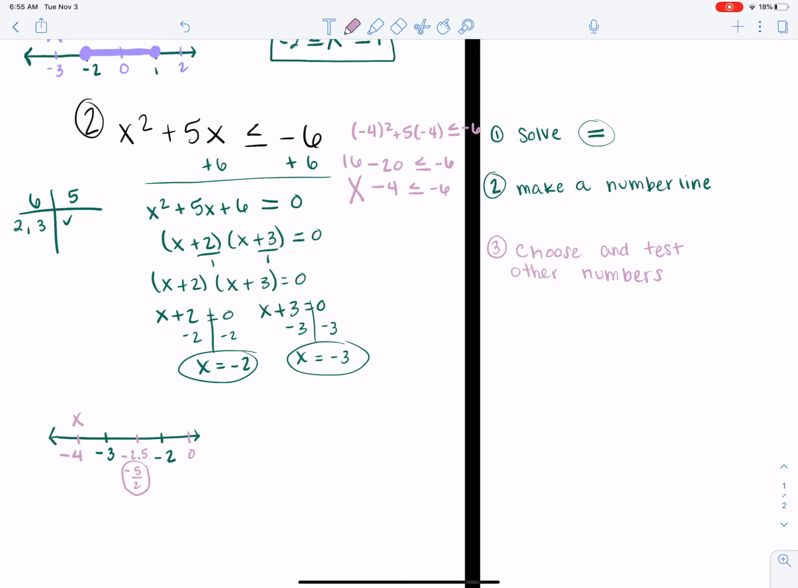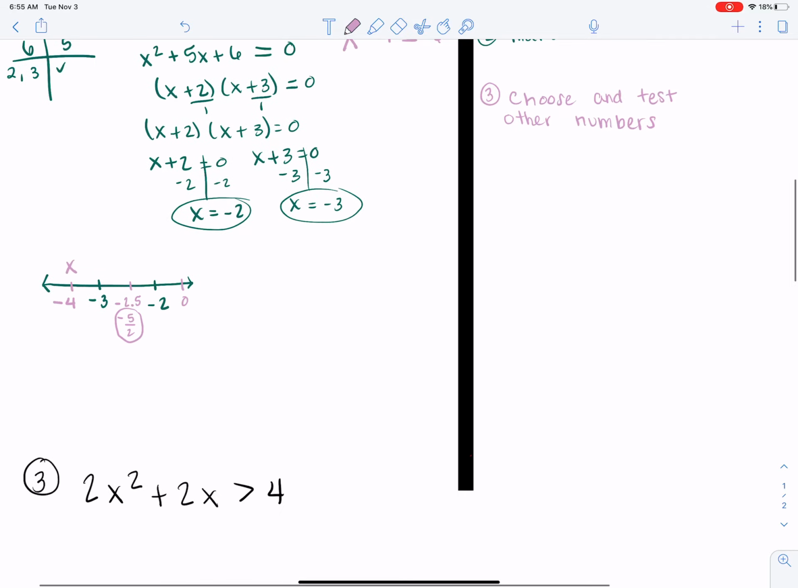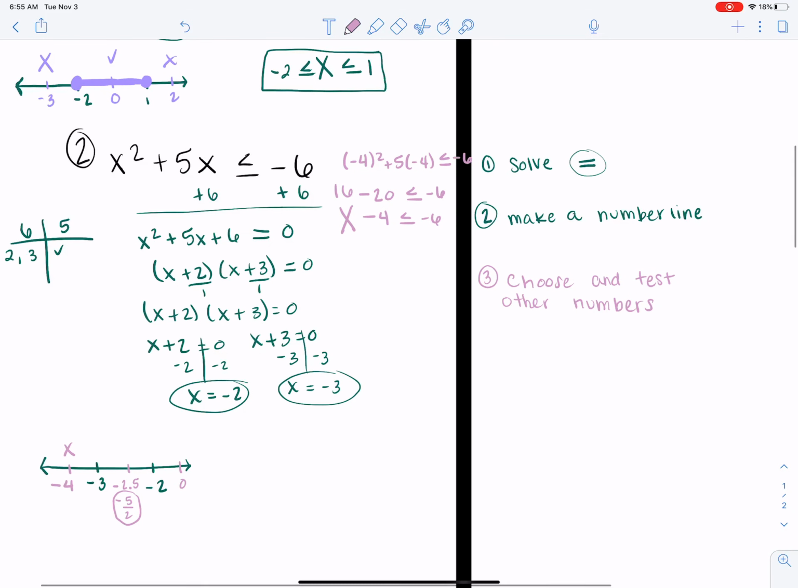Okay, let's do 0 first, and then I'm going to need a little bit more room for that fraction. So let's test 0. So 0 squared plus 5 times 0. Is that less than or equal to -6? 0. No, 0 is not less than or equal to -6. It's greater than -6. So we can assume that the middle is what's going to get shaded, but we need to test it just to make sure we didn't make any mistakes anywhere.